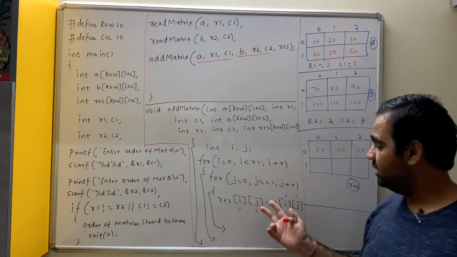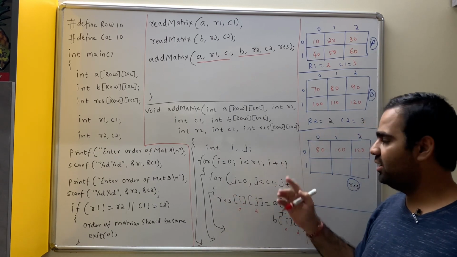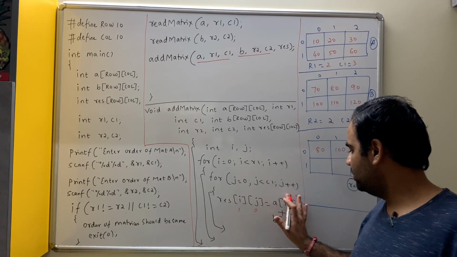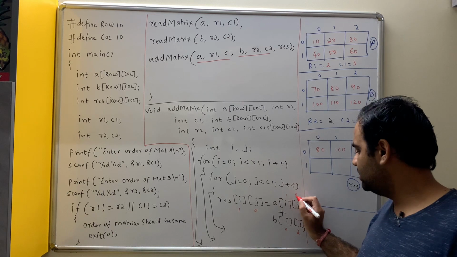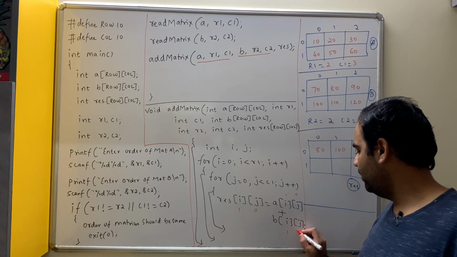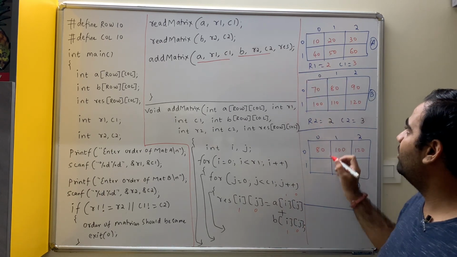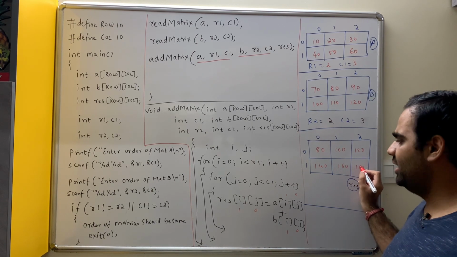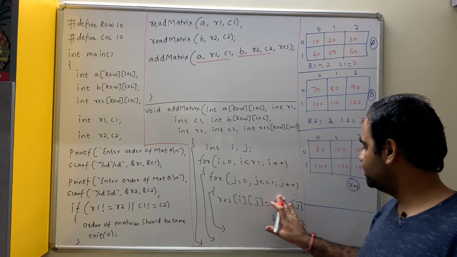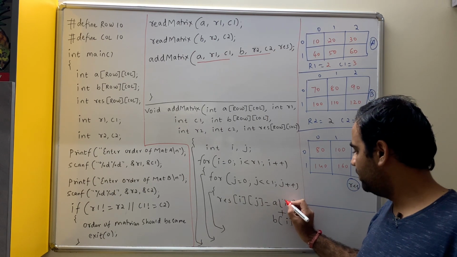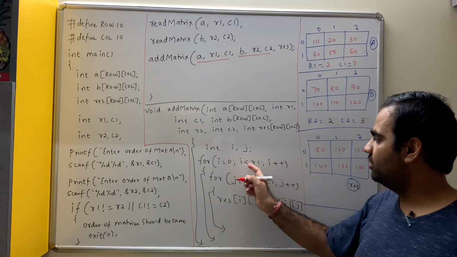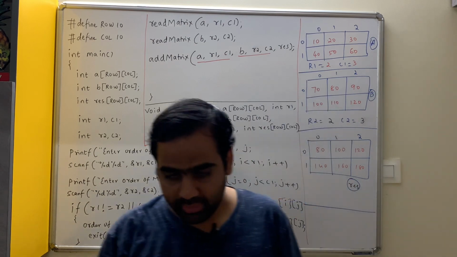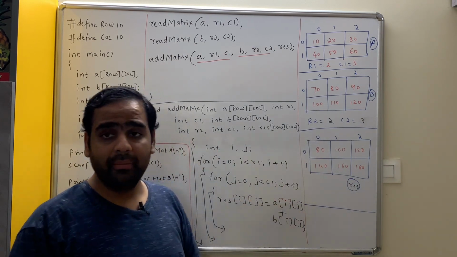J plus plus makes it 3, 3 less than 3 is false. You come out, again you say i plus plus, the value of i becomes 1. Resultant of 1, 0 is equal to A of 1, 0 plus B of 1, 0. Now what is A of 1, 0? 40, B of 1, 0 is 100. Here it will be 140, 160, 180. You do it. Now i plus plus makes it 2, 2 less than 2 is false. You come out, the closing bracket of the function is taken as return. You come back to main and you see that the resultant matrix is there.